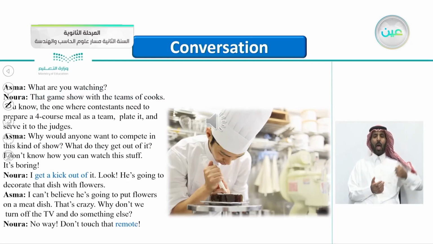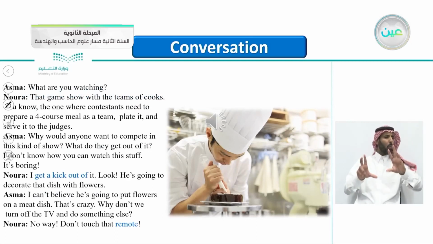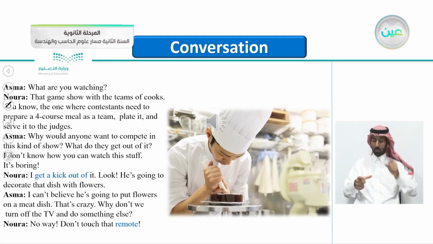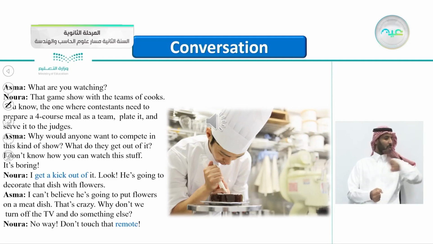Asma, what are you watching? Noura, that game show with the teams of cooks. You know, the one where contestants need to prepare a 4-course meal as a team, plate it and serve it to the judges. Asma, why would anyone want to compete in this kind of show? What do they get out of it? I don't know how you can watch this stuff. It's boring. Noura, I get a kick out of it. Look, he's going to decorate that dish with flowers. Asma, I can't believe he's going to put flowers on a meat dish. That's crazy. Why don't we turn off the TV and do something else? Noura, no way. Don't touch that remote.